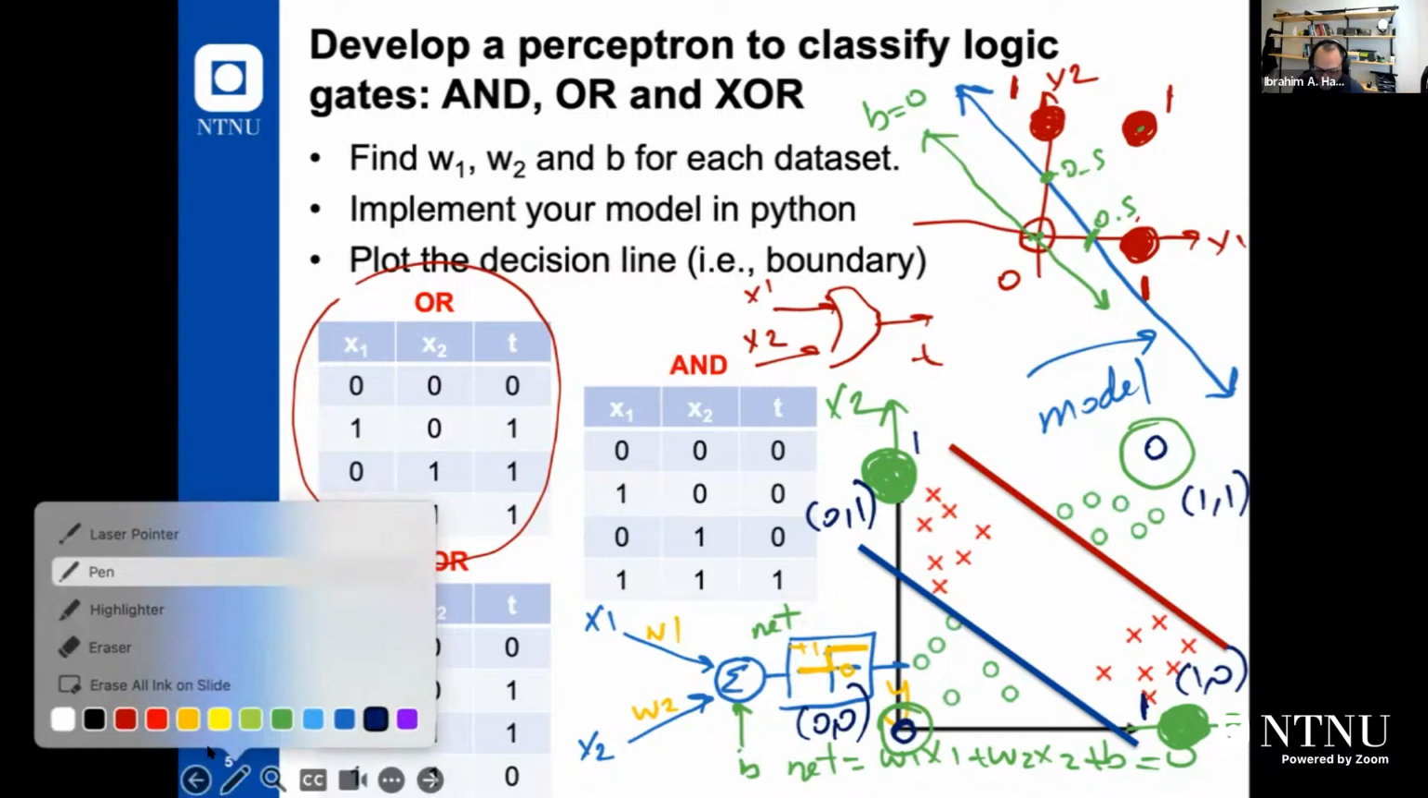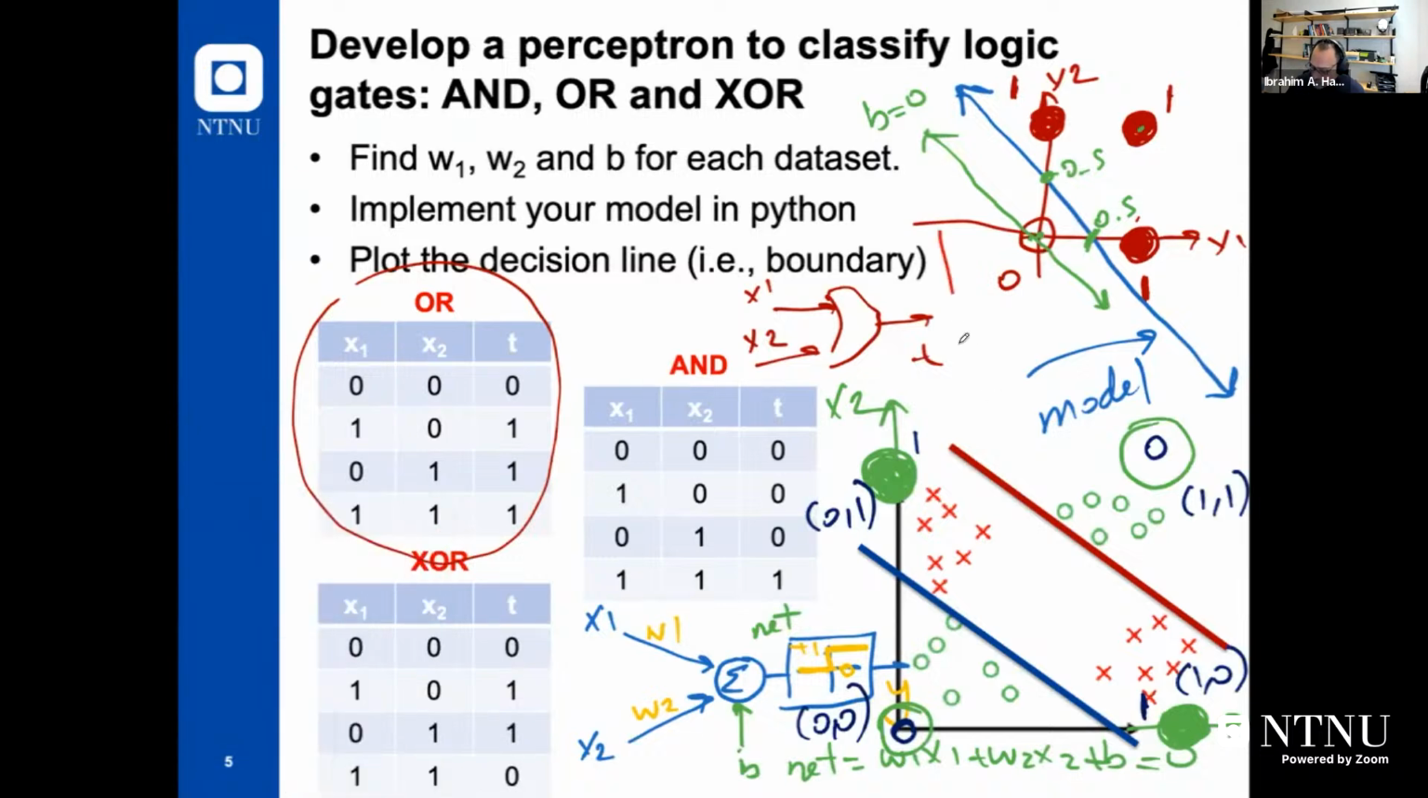So if I select a line, maybe I will draw a line like this one. What do you think about this line? Is it good? No, it's not good, because it will classify maybe one point correctly, the other point correctly, this one will not be correctly classified, this one will not be correctly classified. So if I use this red line, I will have 2 points correctly classified, 2 points wrongly classified. So the accuracy of this model will be 50%, because it's 2 divided by 4.